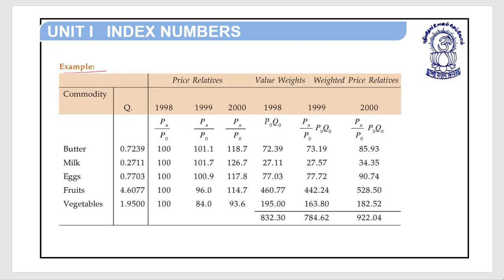Now an example. Commodities: butter, milk, eggs, fruit and vegetables. Q_0: 0.7239, 0.2711, 0.7703, 4.6077, 1.9500. Price relatives, value weights, weighted price relatives. Price relatives for 1998, 1999 and 2000, value weights and weighted price relatives. So here P_n by P_0 for the base year is taken as 100, 100, 100, 100, 100.